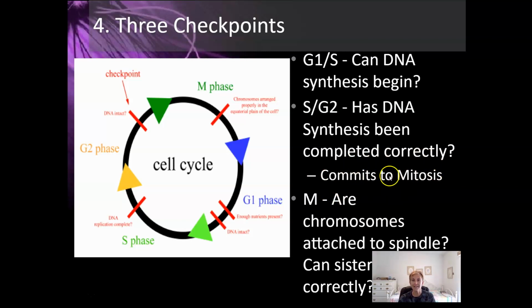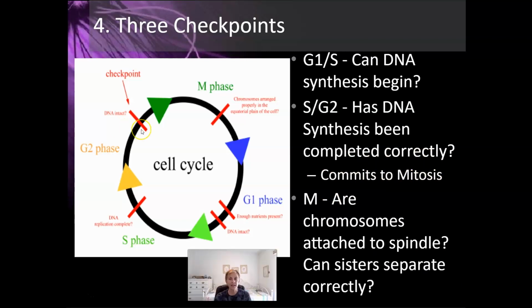Once you've passed the S phase, you are committed to mitosis. The M checkpoint is at metaphase of mitosis. It makes sure that all of the chromosomes are attached to the spindle fiber and lined up correctly at the equator, indicating that it's okay for the cell to divide.